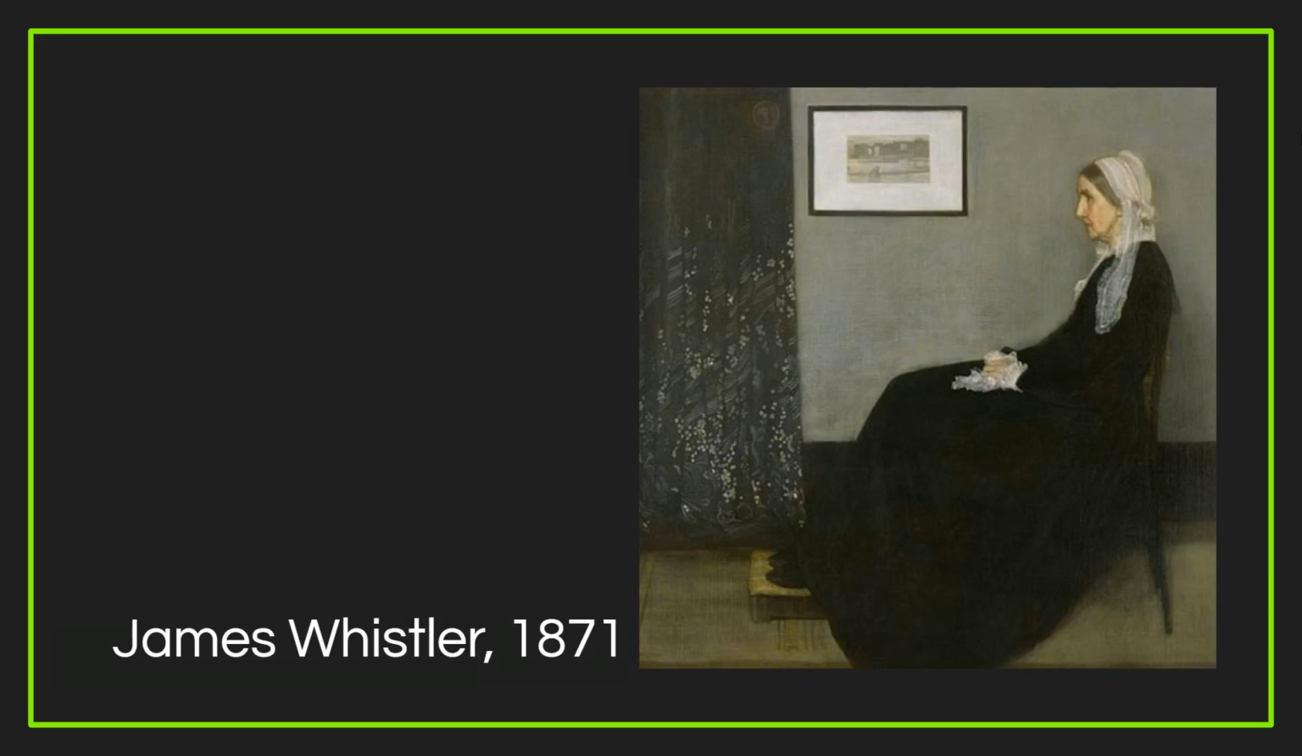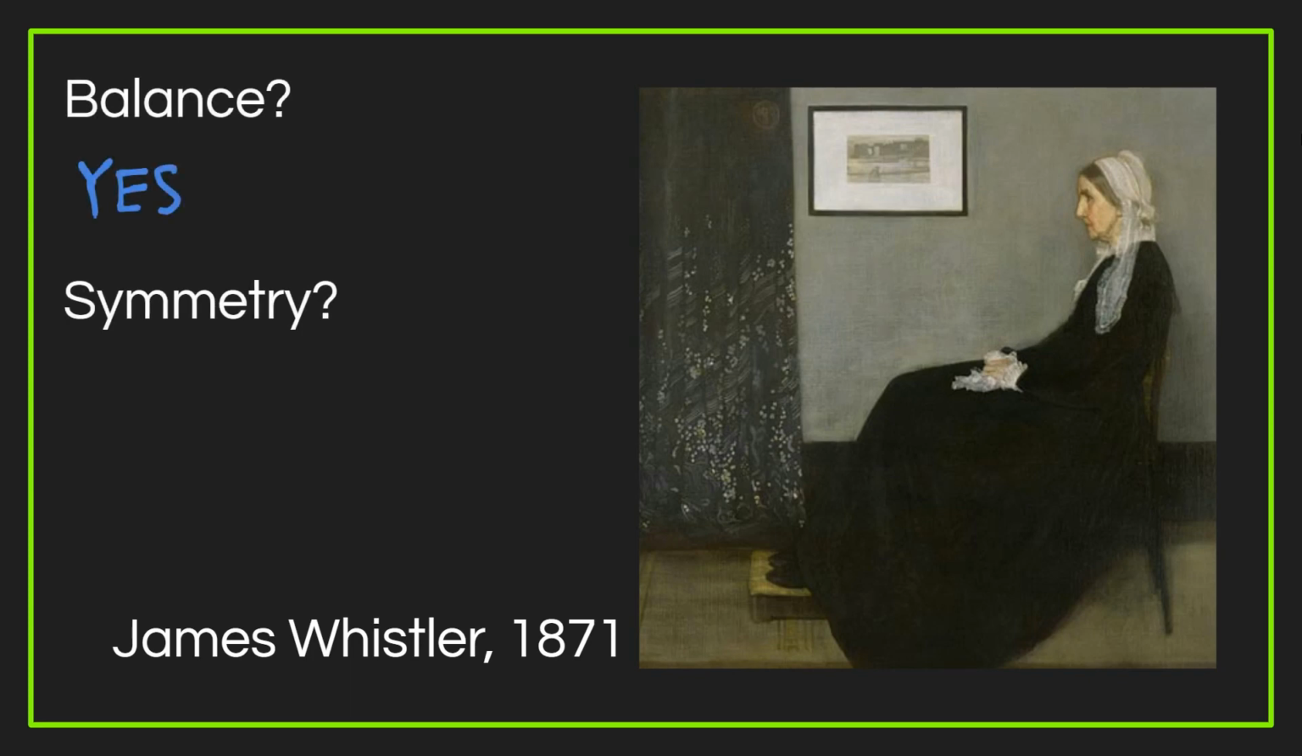Okay. And if it doesn't have bilateral or radial symmetry, does it still have balance? Is this a good example of balance? Well, does it have balance? First question. The answer is yes. Okay. And hear me out as I explain why. Balance, we're talking about the visual weight of things. Now we have this big dark area, which is her dress, her outfit. And that's a really heavy dark space.